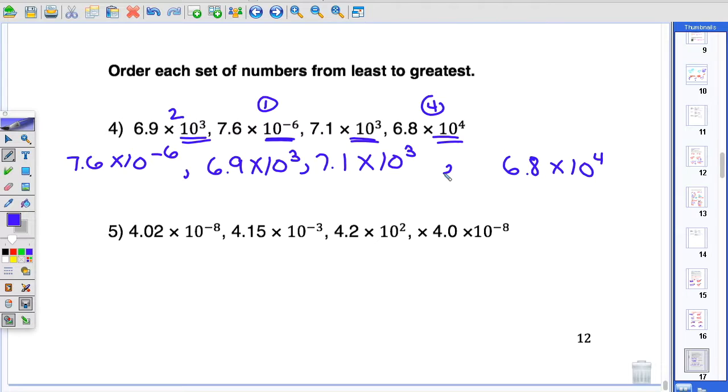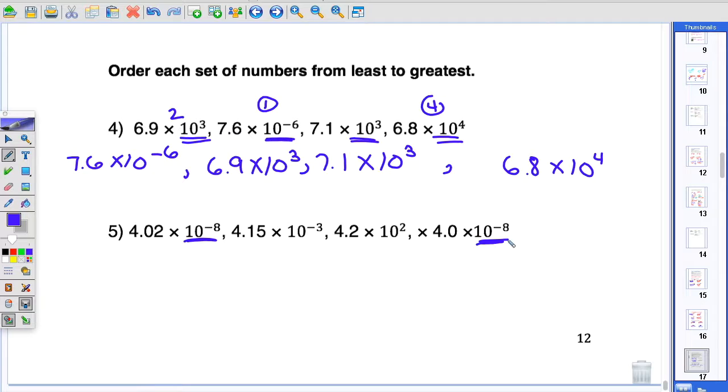Number 5, 4.02 times 10 to the negative 8, 4.15 times 10 to the negative third, 4.2 times 10 to the second, and 4.0 times 10 to the negative 8. The first thing that we want to do is look at your exponents. We have 2 that have negative 8. Those are our smallest ones compared to negative 3 and our positive 2. So we want to compare our numbers.